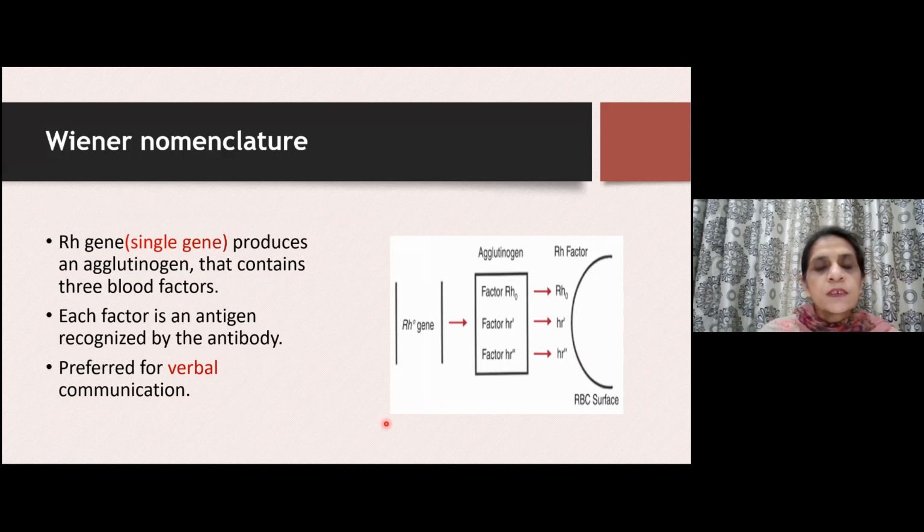Whereas Wiener proposed a single gene theory, wherein a single Rh gene produced an agglutinogen that contained 3 blood factors, and each factor was an antigen recognized by a particular antibody. This terminology was preferred for verbal communication.